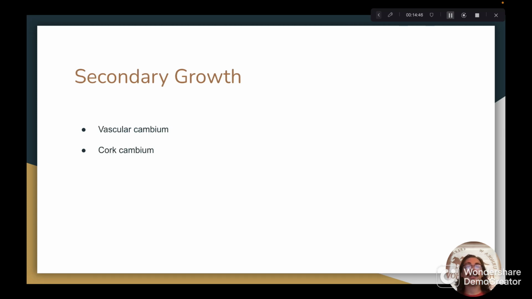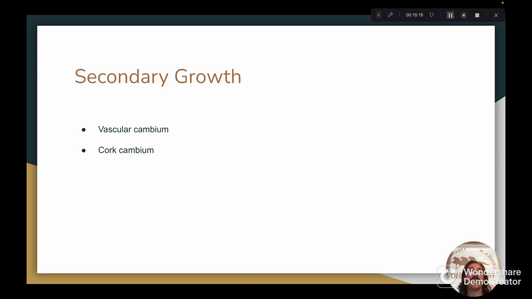Let's talk a little bit about secondary growth, so growth in thickness. The vascular cambium is a cylindrically shaped structure. It's entirely responsible for the production of secondary vascular tissue, and it's located inside the phloem and outside of the xylem. The meristematic cells of the vascular cambium divide and increase the circumference of the plant. That's how we get the growth in girth. So that's the vascular cambium.